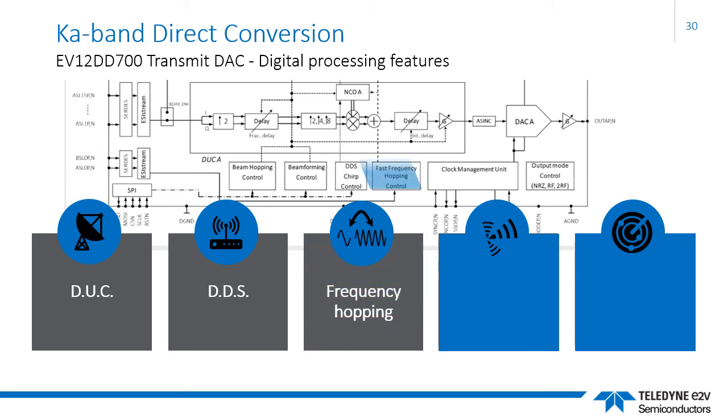Fast frequency hopping is now shown. Beamforming is a complex function supported by this particular DAC. It's aided by the provision of gain and phase control stages within the digital up converter, as shown here. Finally, there's a chirp control block designed to generate characteristic signal signatures used in typical radar applications.